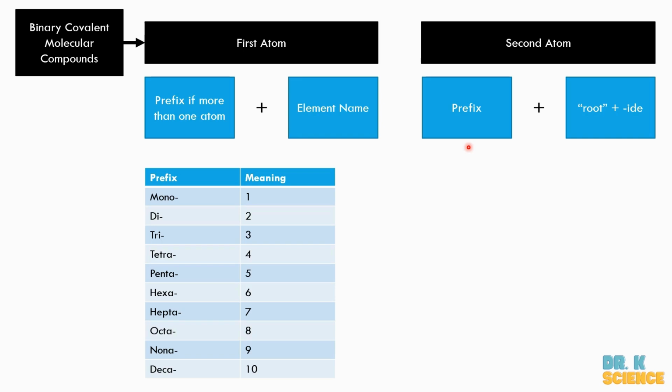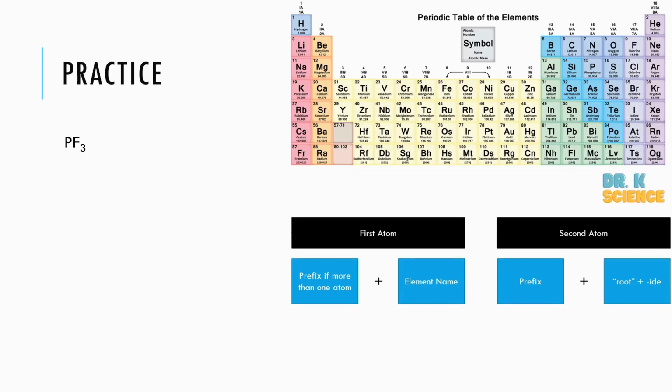Now let's go through some naming rules. I won't include the prefixes on these next slides just for space, so it would be a good time to either write these down or copy these down so you have them as we go through these practice problems. Our first example is PF3. Now let's go to the periodic table and find our 2 elements. Our first element is phosphorus, right here, and our second element is fluorine, which is right here.